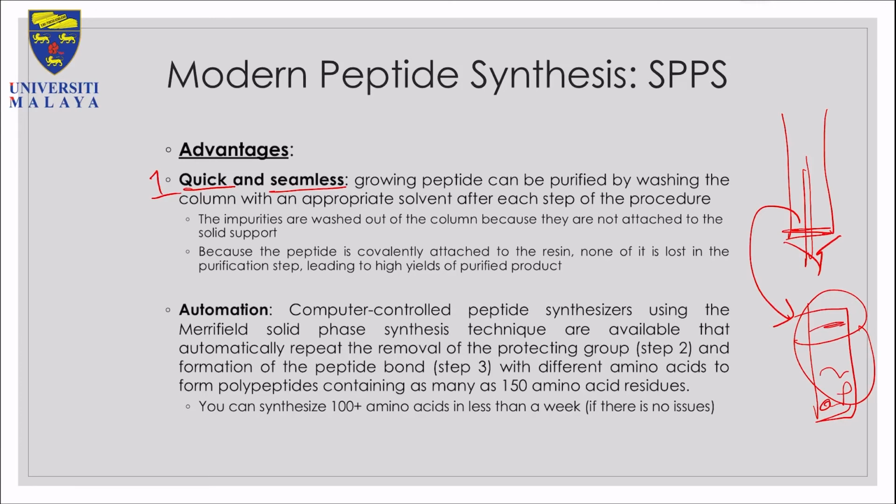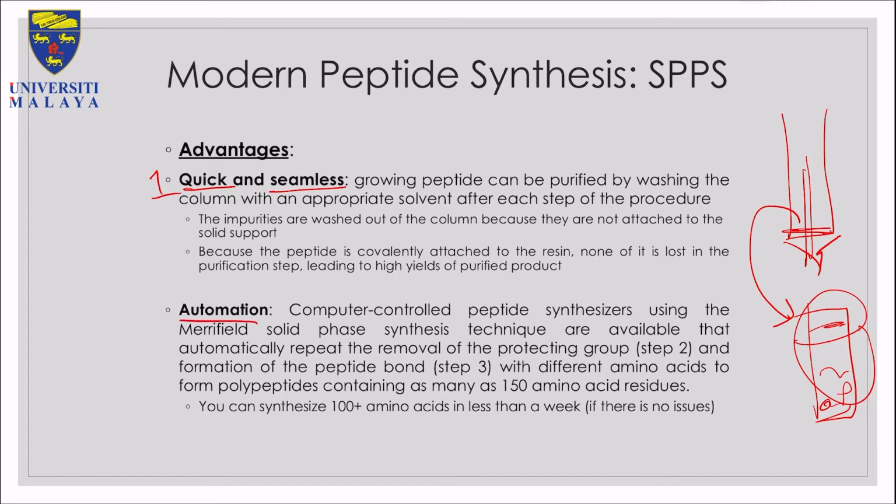In contrast, if you were to do solution phase synthesis, you need to move the reaction vessels back and forth between the reaction condition and the rotary evaporator at least. And if you were to do column chromatography, you need to take out your solution, put it into a column, purify that, and then collect the eluted product back into a reaction vessel, and so on and so forth. So SPPS is very seamless.